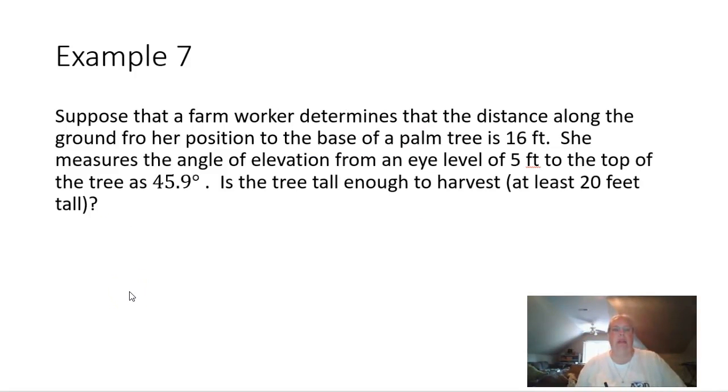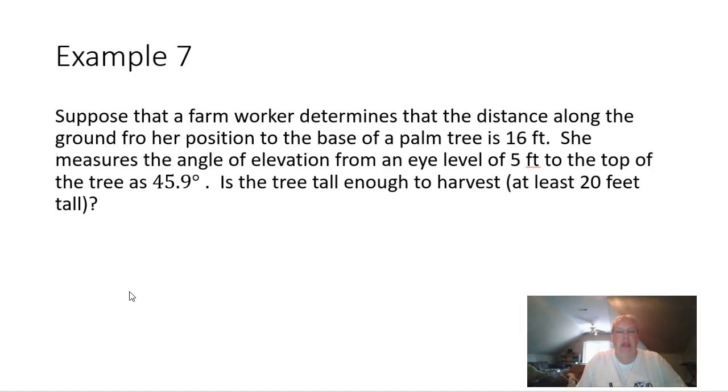Example 7. Suppose that a farm worker determines that the distance along the ground from her position to the base of a palm tree is 16 feet. She measures the angle of elevation from an eye level of 5 feet to the top of the tree as 45.9 degrees. Is the tree tall enough to harvest at least 20 feet tall?